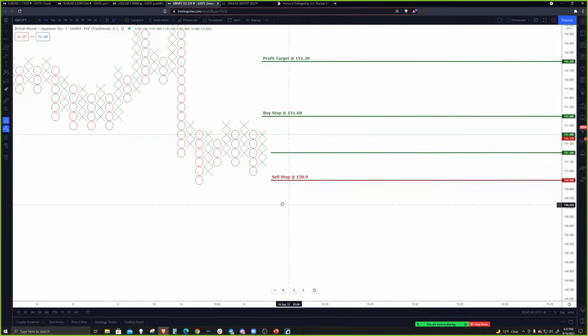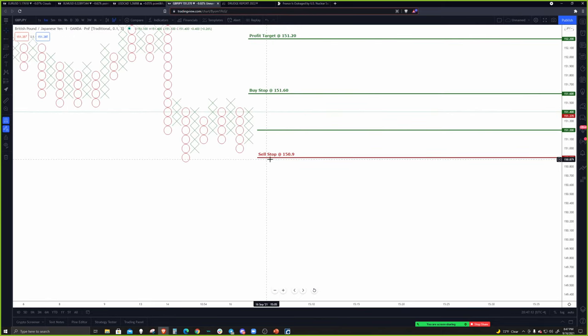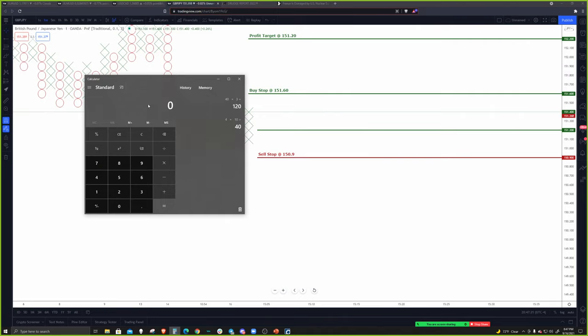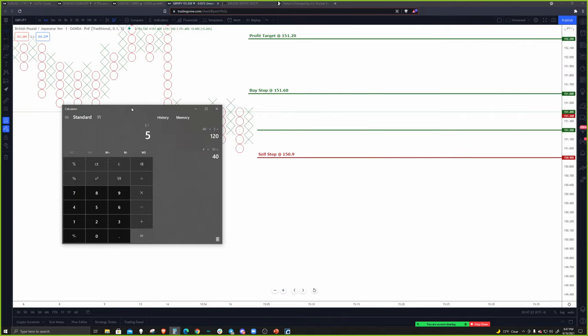So that'd be the sell stop. Identifying the profit target for a short, we just do the inverse. So we're gonna add 1, 2, 3, 4. There's five O's. Five times our box size, which is 10, times our reversal amount, which is 3.